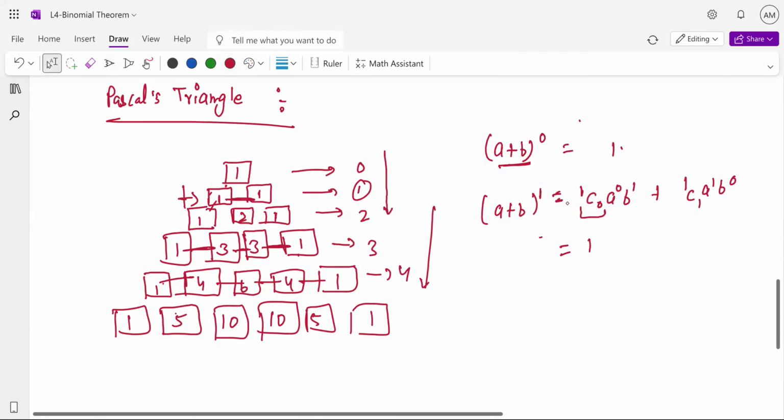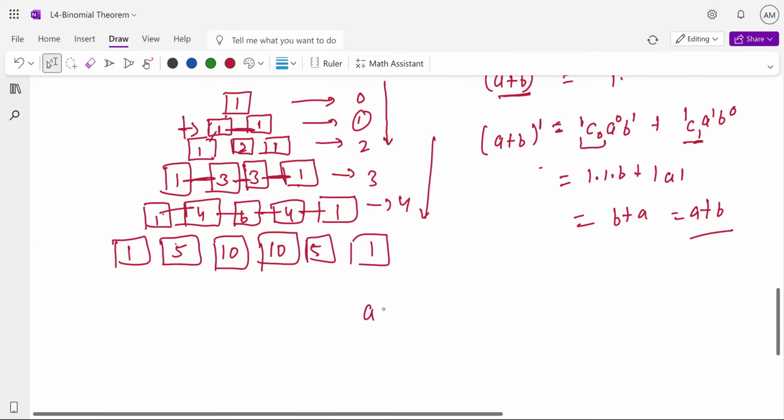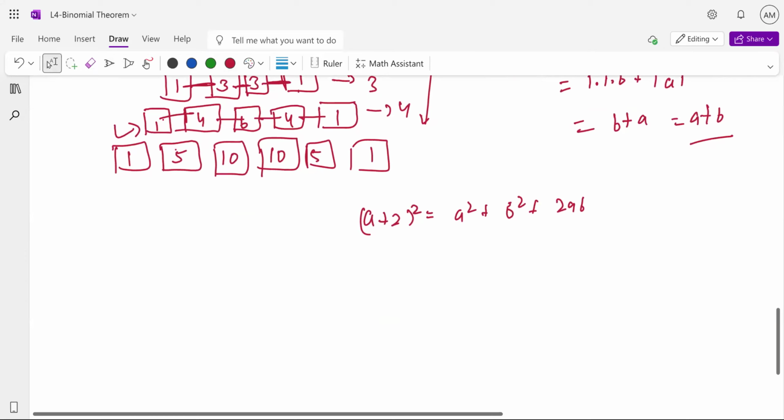A to the power 0 means 1 itself, b to the power 1 means b. Plus you can write it as 1 again, a to the power 1 is a itself, b to the power 0 is 1. So what you have got? b plus a. It is nothing but a plus b. You can write whatever you want, the order doesn't make any difference. Okay? Yes, sir. Now, you know this thing, right? So I know you know the power of this. I'll just go through some other power. Let's say a plus b to the power 4 we are going to do. Okay? Yes, sir.